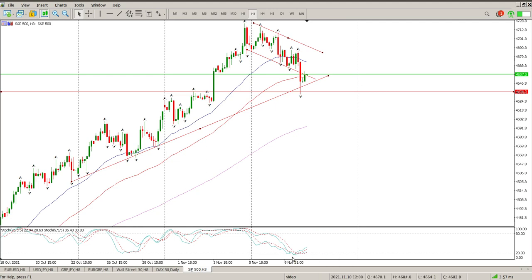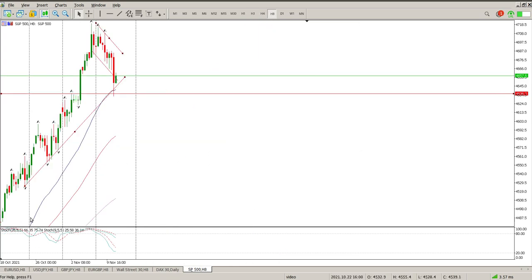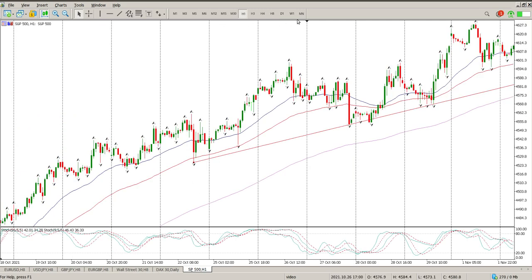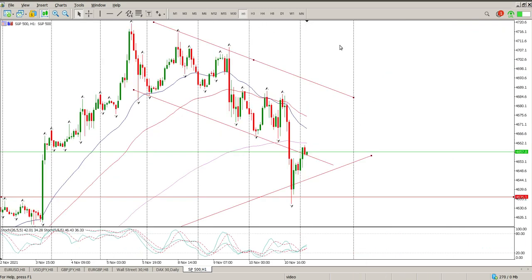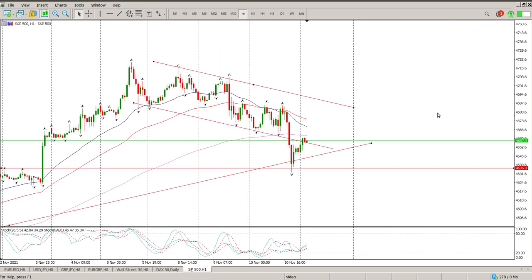Look at the oscillators, crossed over, pointing up. The 8 hour is also looking quite healthy. Remember, when they cross over far apart, that typically becomes a violent move, and also a huge amount of divergences here. You can see there's a price low, oscillator low, current low, and oscillator low. So with all of this in the back of your mind, you should be looking for opportunities to buy.